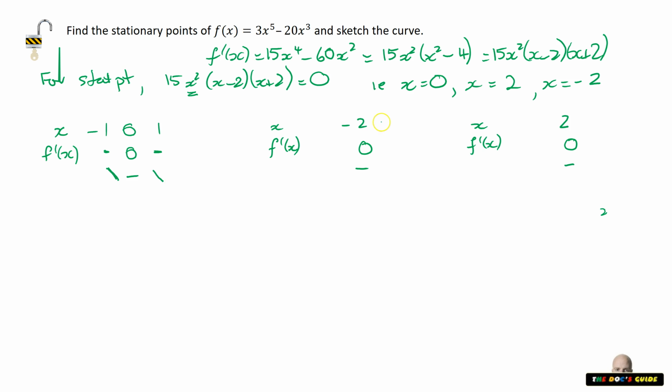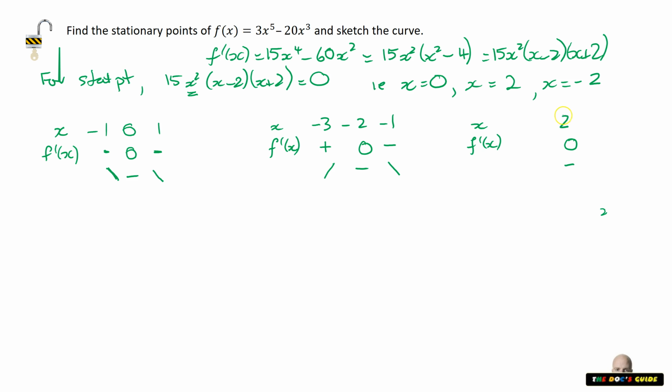At -2, if I look at a point either side of that, like -3 and -1, well, at -1 we've just seen that we've got a negative slope, and at -3, if I put that in here, that will be positive, this will be negative, and this will be negative. So altogether that will give us a positive. So that's going to give me a maximum turning point.